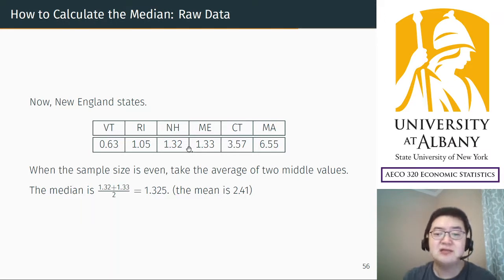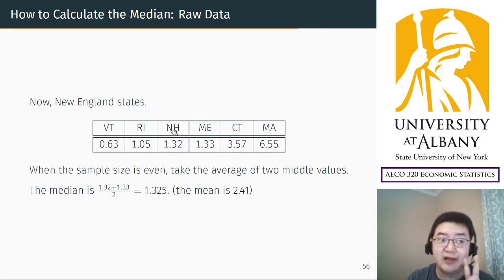In this case, simply take the average of these two values. There are two middle values. There is no single middle value, but two, because the sample size is even. Then take the middle of the two, which is 1.325. The median is 1.325 million, and meanwhile the mean is 2.41.